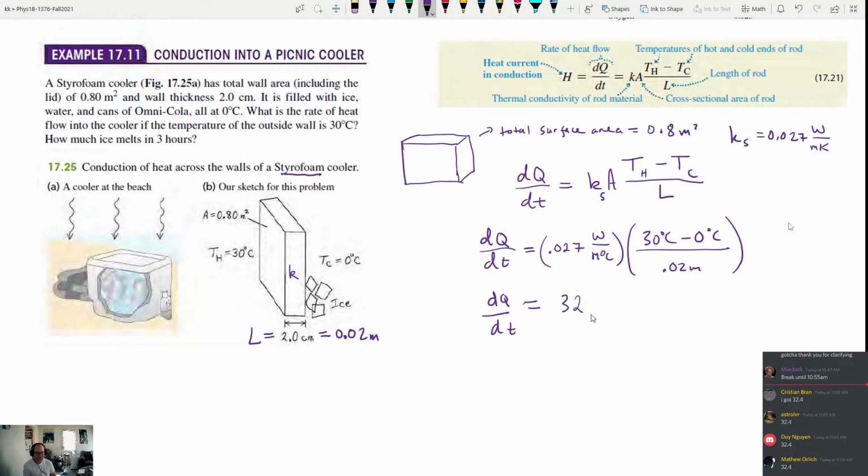So it's 32.4. What are the units going to be? We can check. The degree Celsius cancels out with the degree Celsius, the meters cancel out with the meters, and so we get watts. Does that seem reasonable? A watt is the same thing as, just to remind you, a joule per second. So I'm pretty sure this seems pretty reasonable.